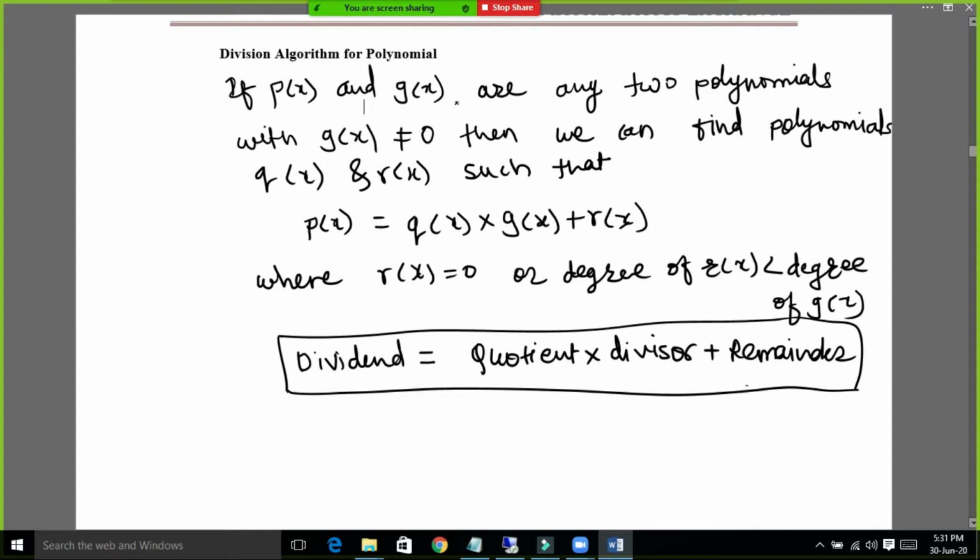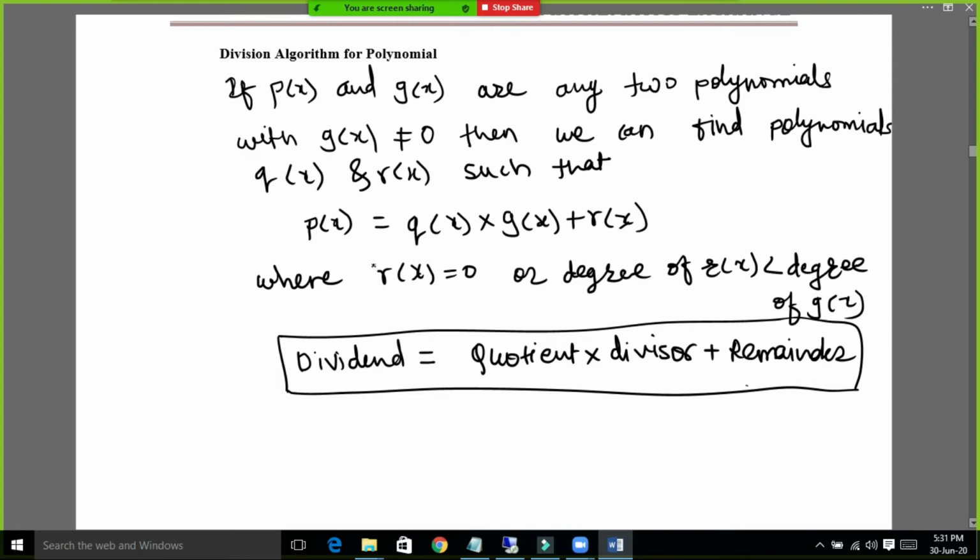So p of x and g of x are any two polynomials with g of x not equal to 0, then we can find other polynomials q of x and r of x such that p of x is equal to q of x into g of x plus r of x. So g of x is the divisor, p of x is the dividend, q of x is the quotient and r of x is the remainder.